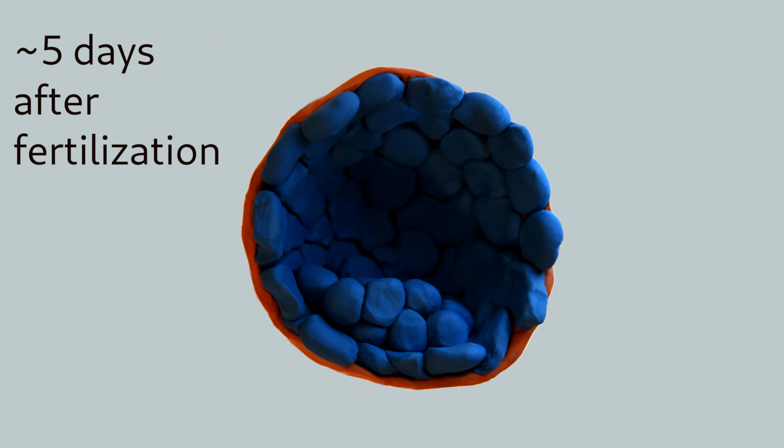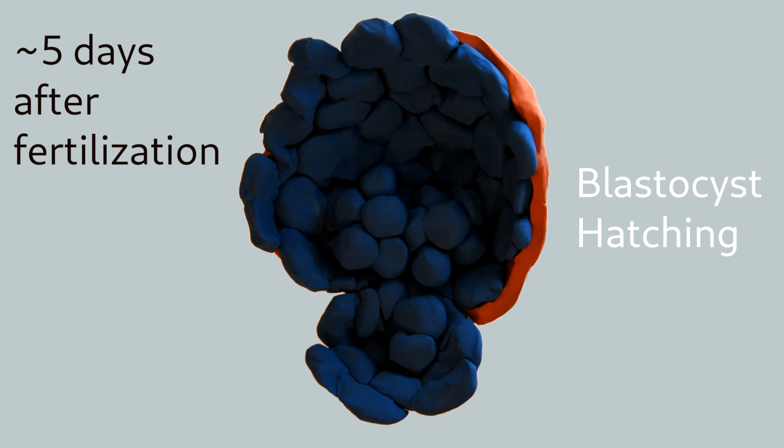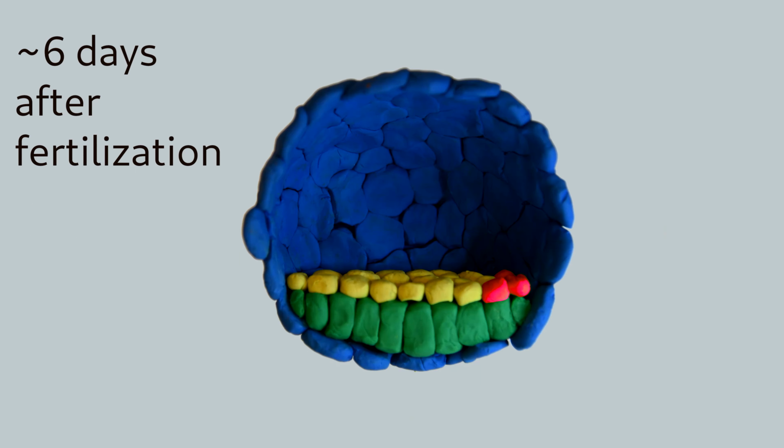The zona pellucida is gradually eroded by uterine fluid, becoming thinner and finally breaking down around day 5, at which point the blastocyst hatches. The outer surface of the zona pellucida stops the zygote or blastocyst from adhering to the uterine tube or the uterus, and so implantation is delayed until after hatching.